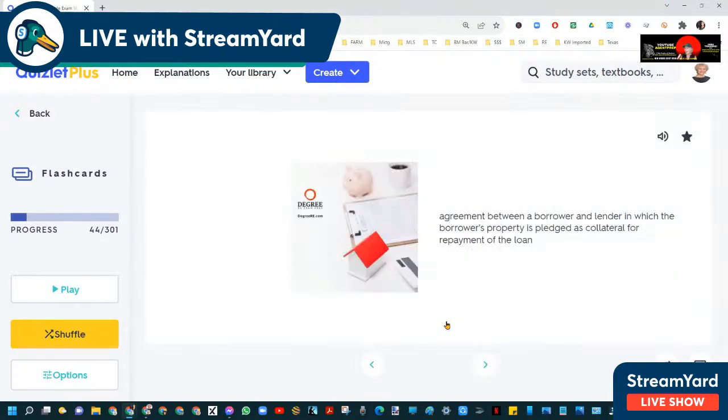Number 44. This reminds me of Monopoly, except in Monopoly it's little red houses or huge green hotels, multiplex units, right? Love Monopoly. Agreement between a borrower and lender in which the borrower's property is pledged as collateral for repayment of the loan.